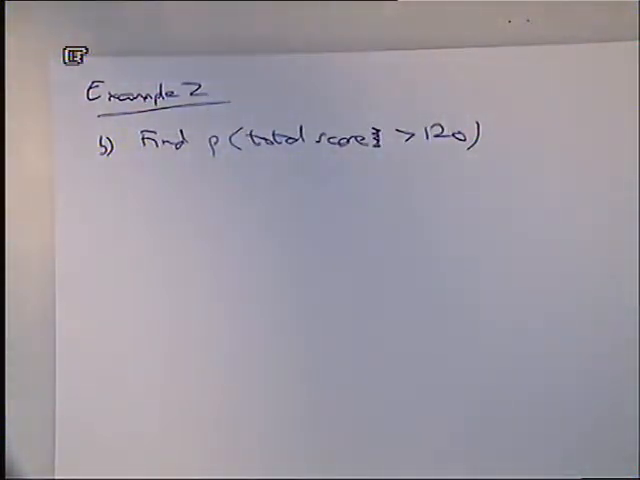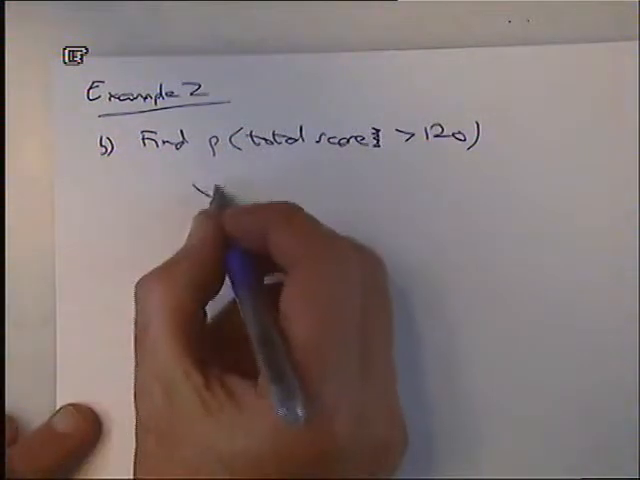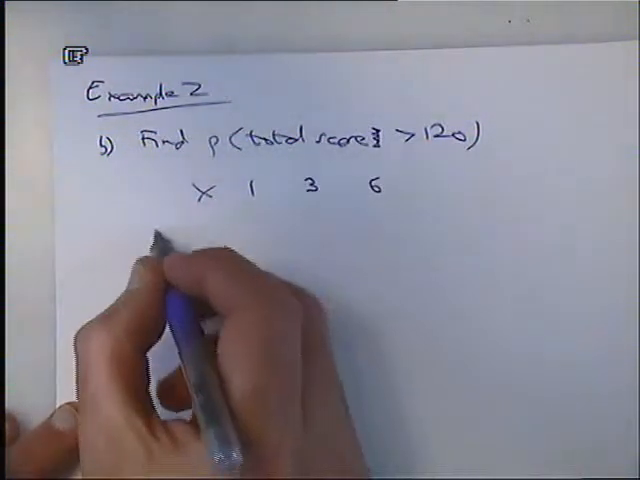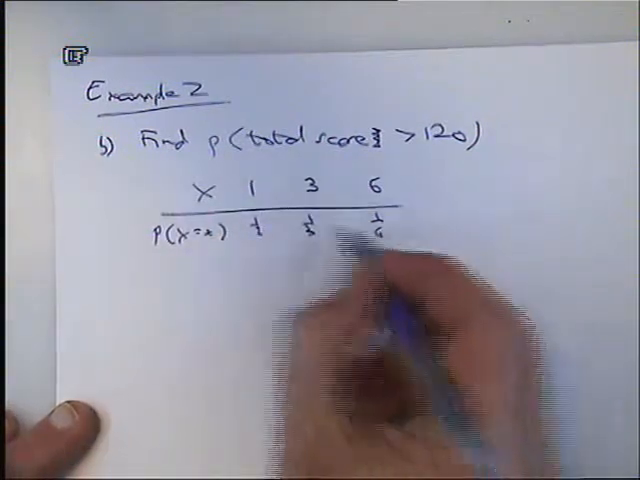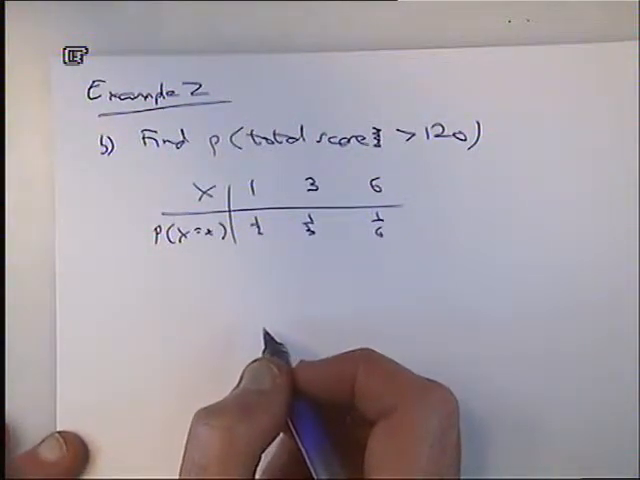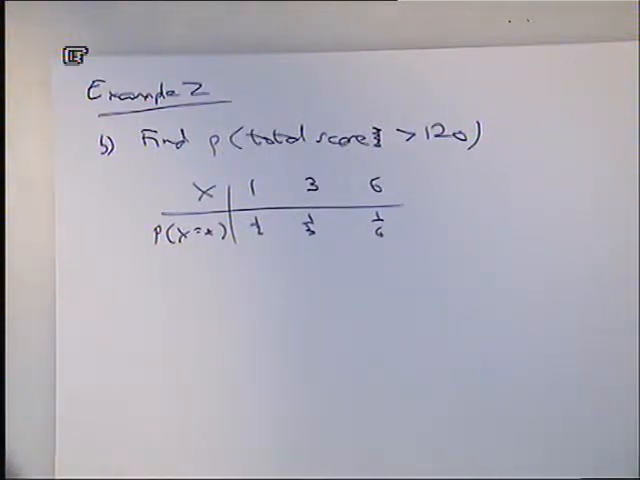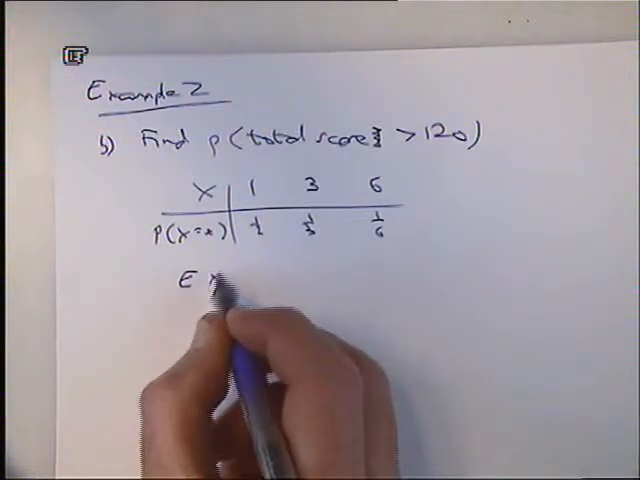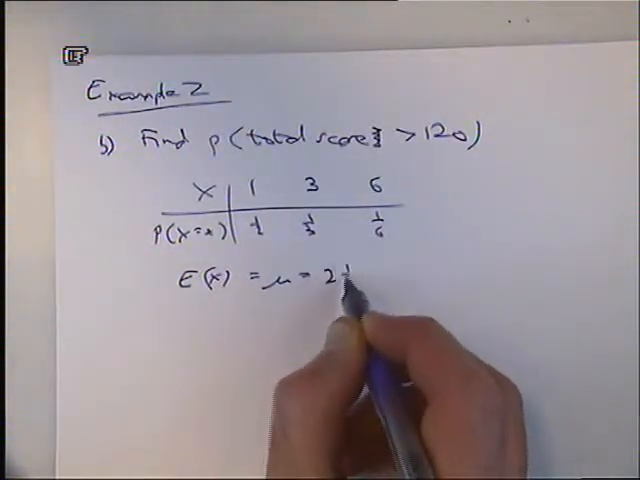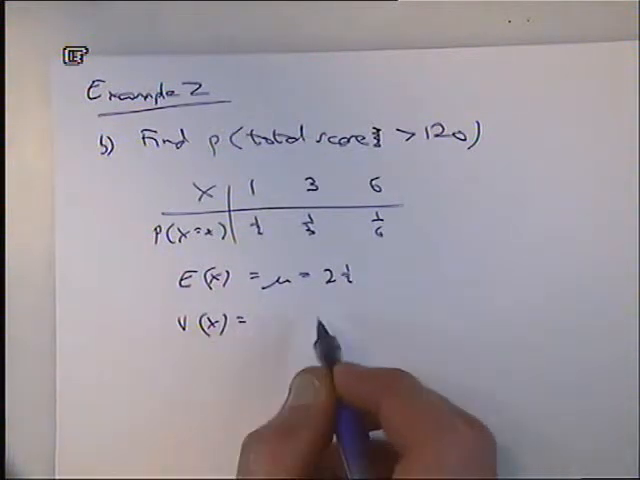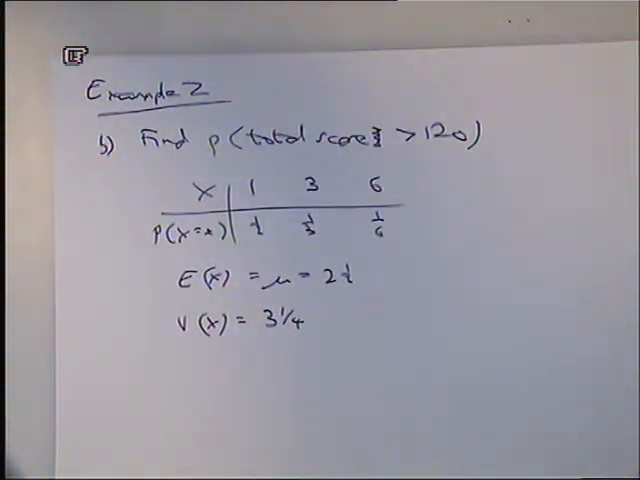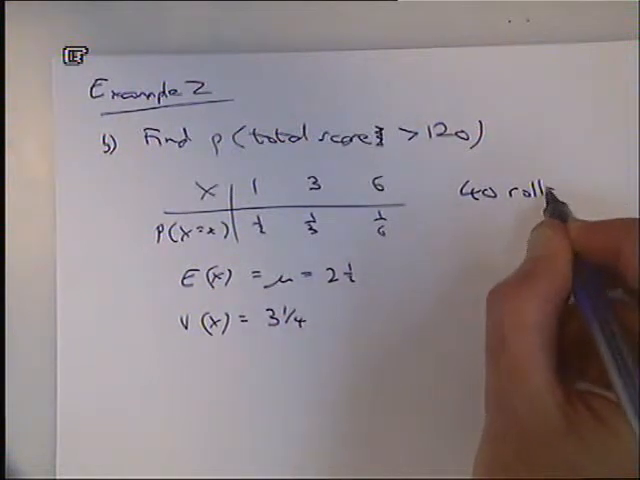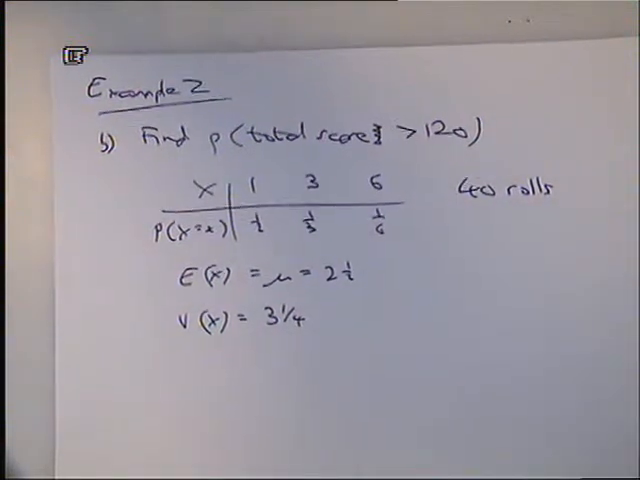And just to recap what we had previously, we had x was a dice that either gave us 1, 3 or 6, and those probabilities were a half, a third and 1/6. This is what we had last time. And we have worked out already that the expected value of x, which is mu, is 2.5, and the variance of x we worked out to be 3 1/4. That's what we had last lesson. And we are rolling this dice 40 times, so it's got 40 rolls. I think that's all the information we need to do this next bit.